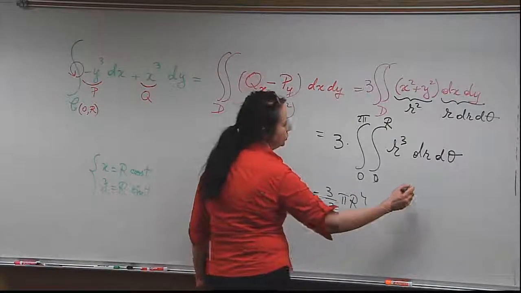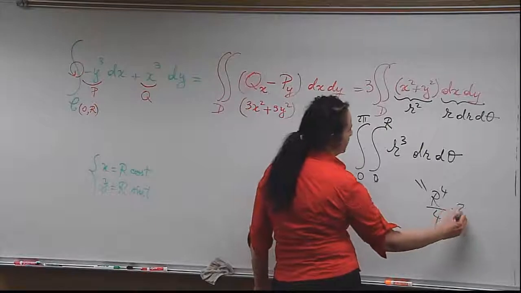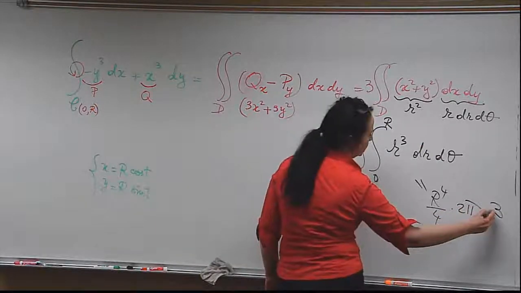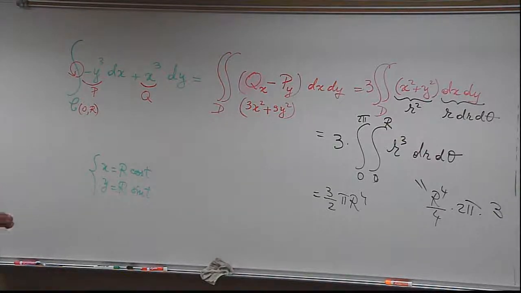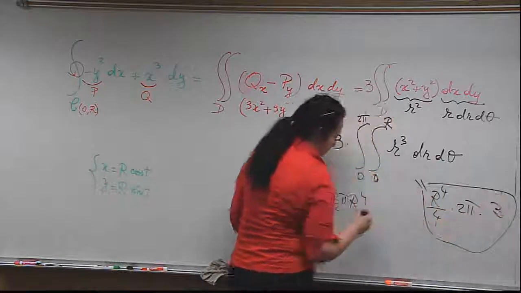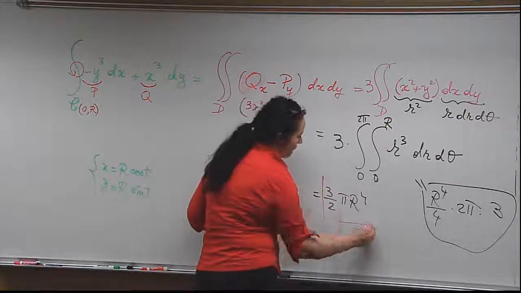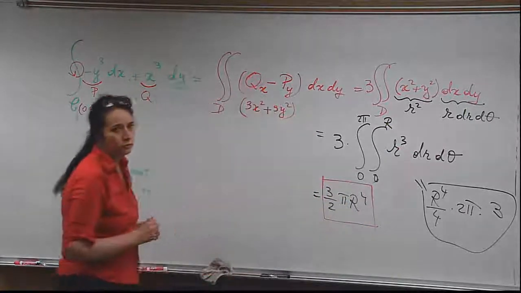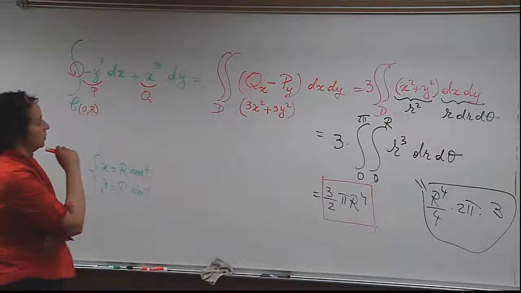So how did you do that? You said r to the 4 over 4 coming from integration, times a 2 pi coming from integration, times a 3. Is everybody with me on this? Okay, so the simplified answer will be that, where big R is the radius of the disk. How would we have solved that integral without switching to polar?